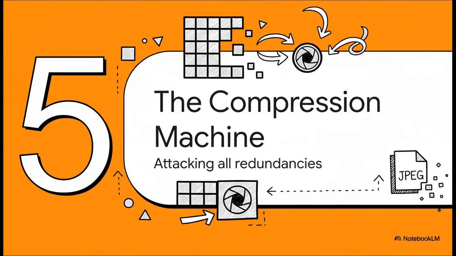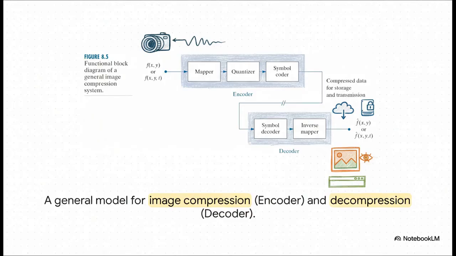Now, keep in mind, that was just one technique to fight one type of redundancy. A real-world image compression system, like the thing that makes a JPEG file, is this sophisticated machine that attacks all 3 types of waste at the exact same time. And this is basically the blueprint for how it all works. Every single time you save a photo, a piece of software called an encoder runs. It takes your big original image and squishes it down. Then, every time you open a photo, a decoder, which lives inside your web browser or your photo app, takes that compressed data and rebuilds the image so you can see it.